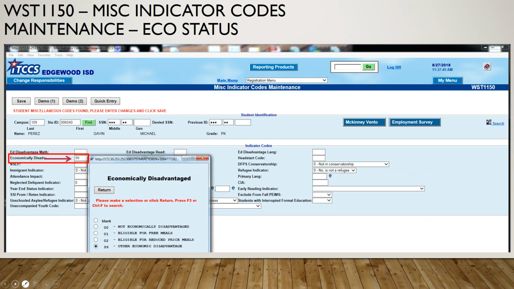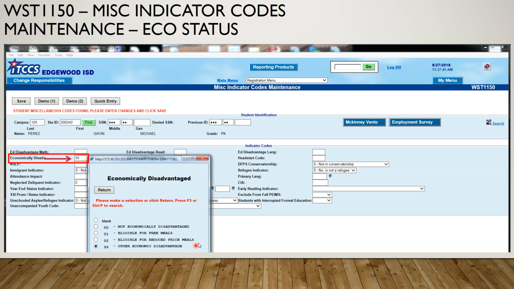The next step in enrolling a student would be on WST 1150, the miscellaneous indicator codes. This information is where the economically disadvantaged code is. In our district, we use 00 or 99. The only time that we use 01 is through our office. If you ever see a 01 listed in the eco disc, please do not change it or delete it.